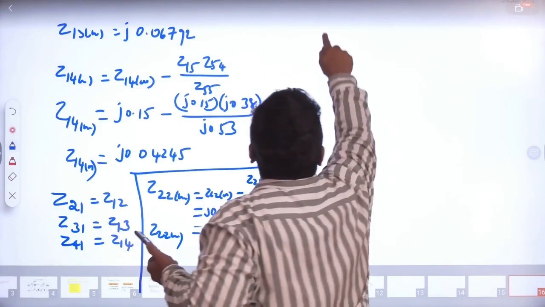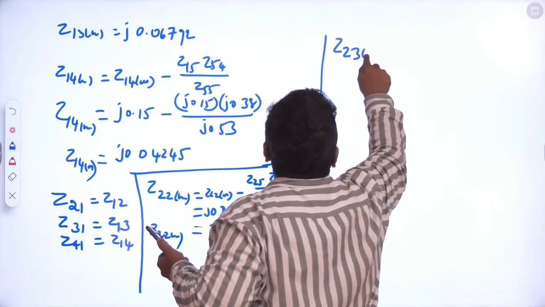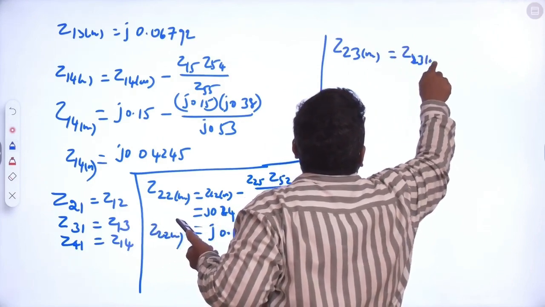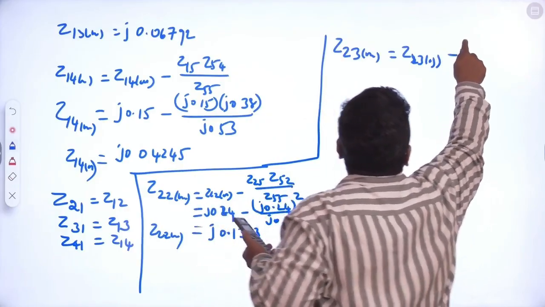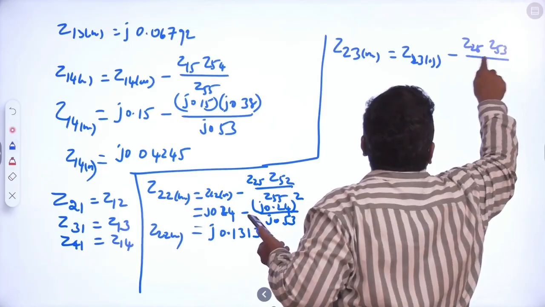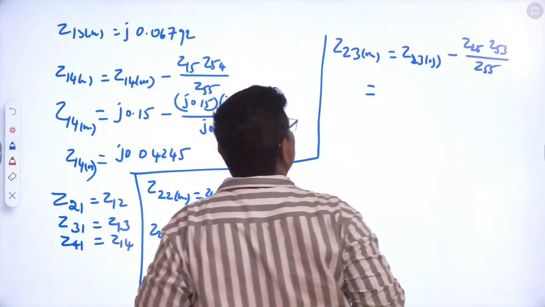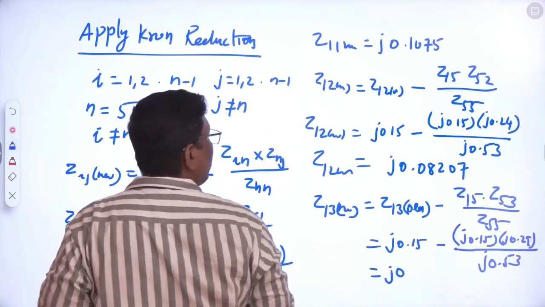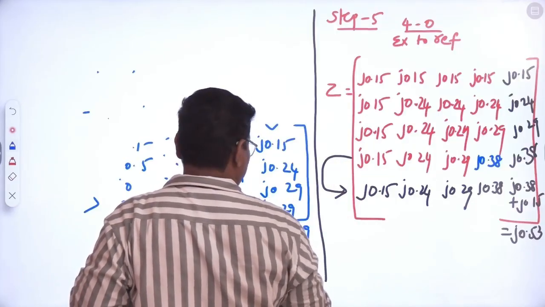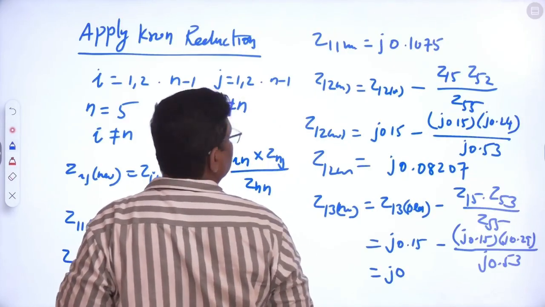In the same manner find Z23 new equal to Z23 old minus Z25 into Z53 divided by Z55. Okay, so what is Z23 old? Z23 old value, Z23 value is also 0.24. Then Z53 value is 0.29.